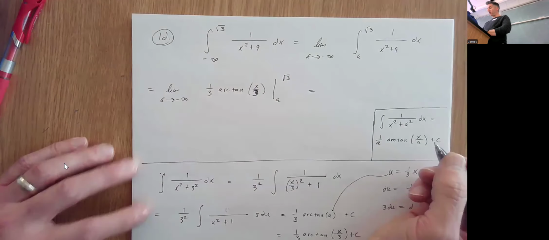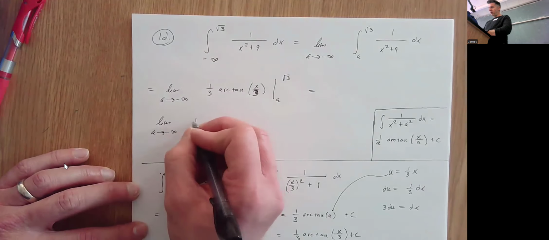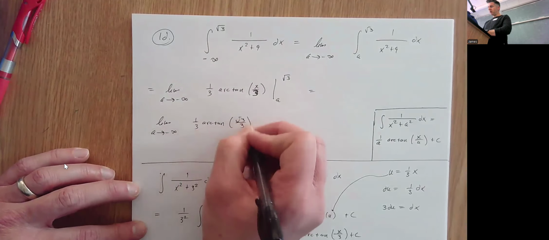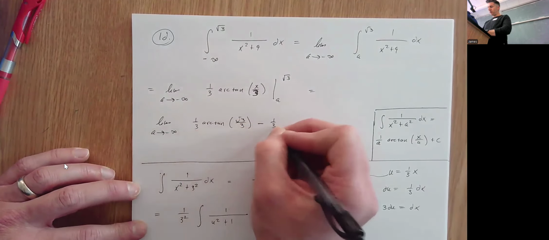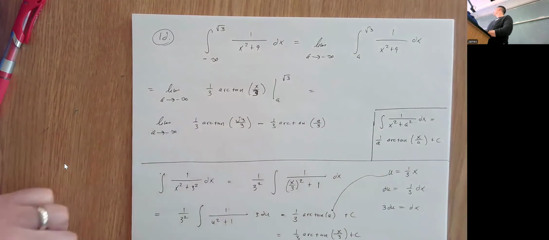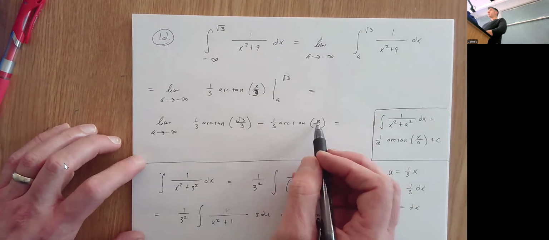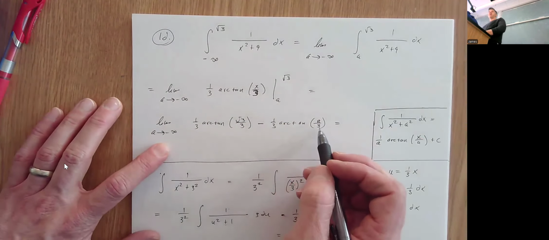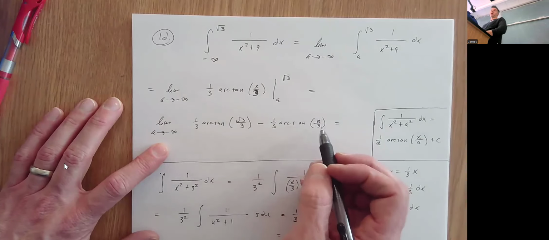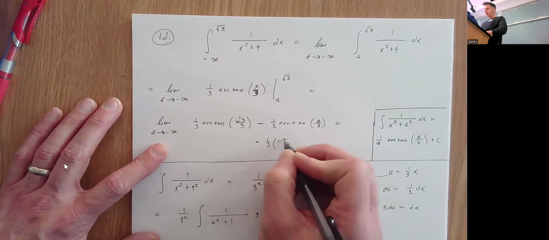And then we plug in our limits of integration. We get the limit as a approaches negative infinity of 1/3 arc tangent of √3/3 minus 1/3 arc tangent of a divided by 3. All right, let's do the fun part first. As a goes to negative infinity, a divided by 3 still goes to negative infinity, and the arc tangent of something going to negative infinity is still going to go to negative pi/2. So the second part is going to be minus 1/3 times negative pi/2.